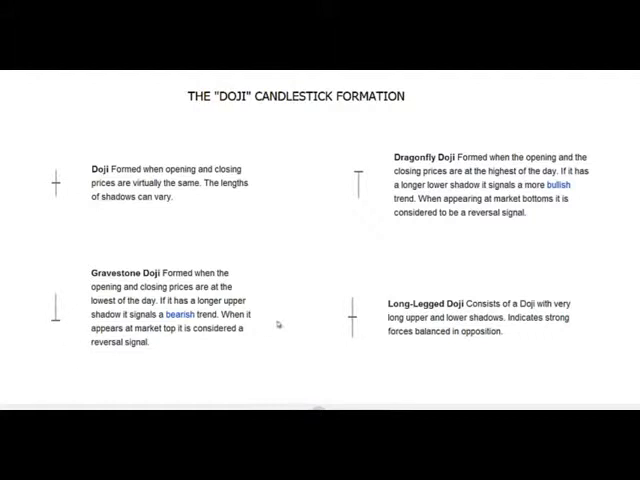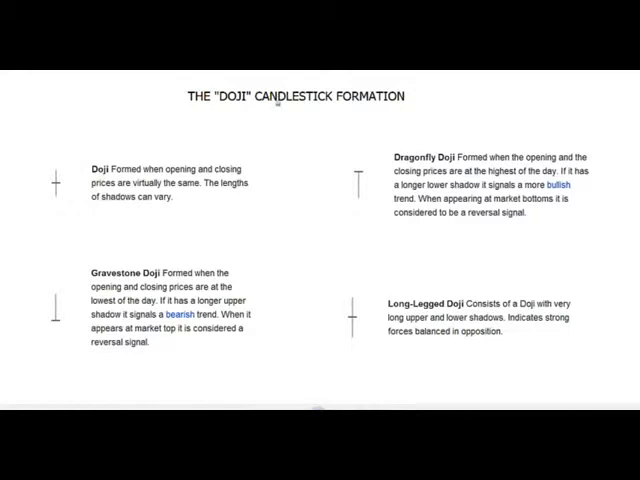So you can see here, this is basically the definition of a doji on the left. A doji is formed when the opening and closing prices are virtually the same. The length of the shadows, or the wicks as we call them, can vary. If you'll notice by this picture, it doesn't really look like the other pictures of the candlesticks I showed you, because it doesn't have a body. Basically, the open price and the close price are the same. In the case of this example doji, it means that price opened, moved around quite a bit, and then closed at the exact same place. And we'll get into the significance of that shortly.